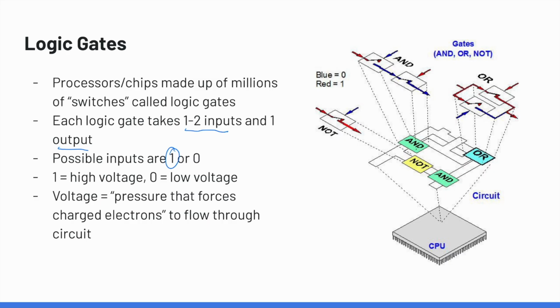Each logic gate takes 1 to 2 inputs and has 1 output. Possible inputs are 1 or 0, which correspond to binary values. 1 might be indicated by a relatively higher voltage, and 0 might be indicated by a relatively lower voltage. Voltage is just the pressure at which electrons flow through a circuit, and that's how they're detected as high or low voltage by our logic gate or switch. So a logic gate is essentially just a very, very small silicon device that can detect voltages and give us an output based on the voltages that have been input into its wires.